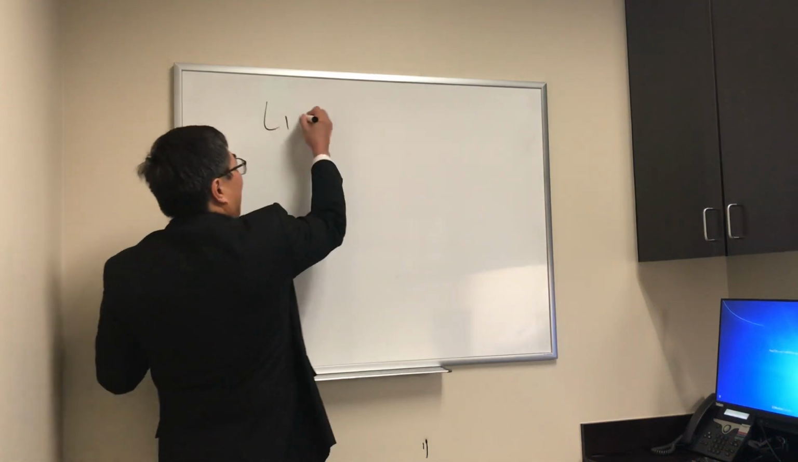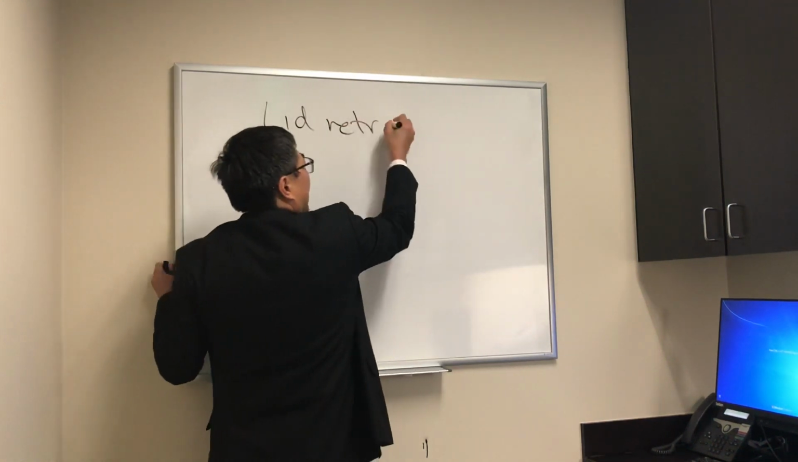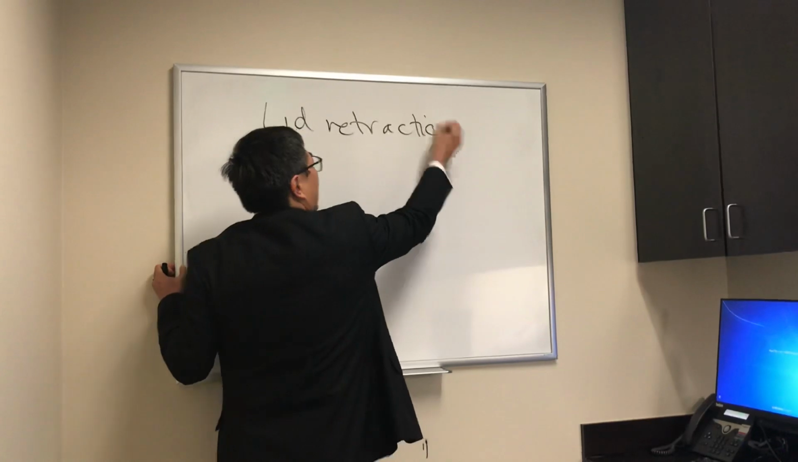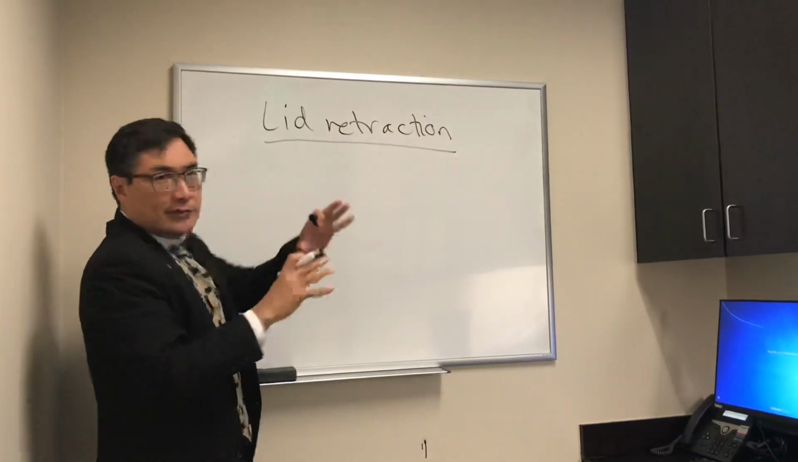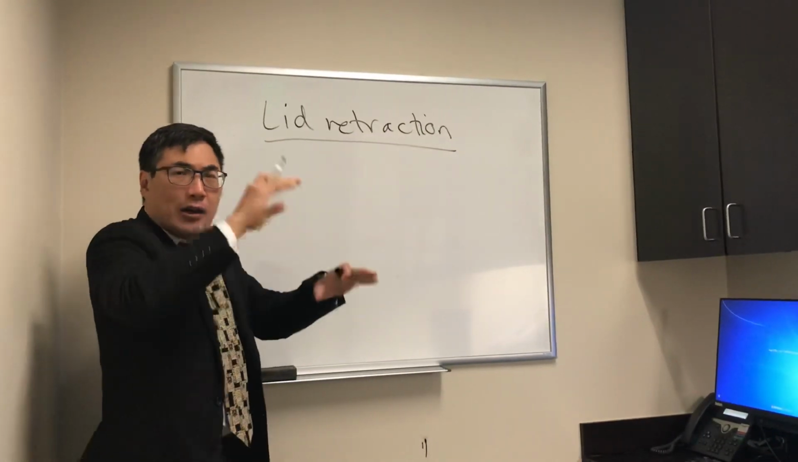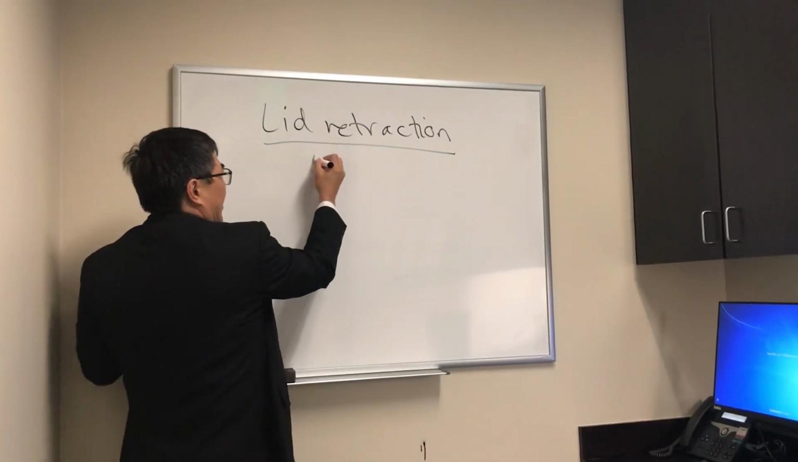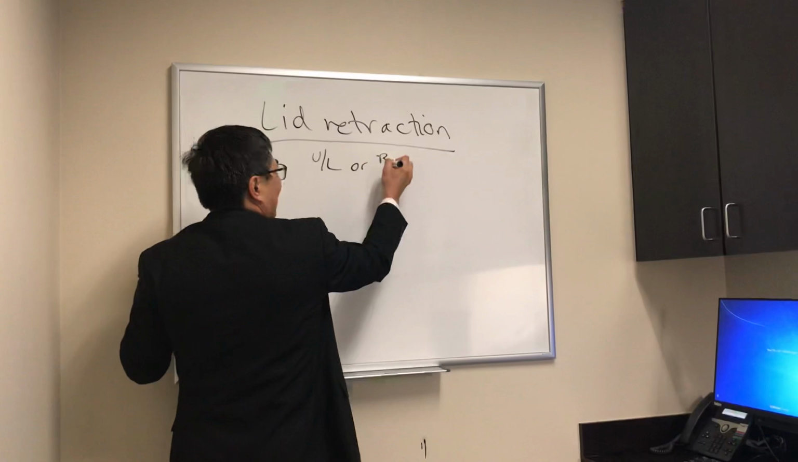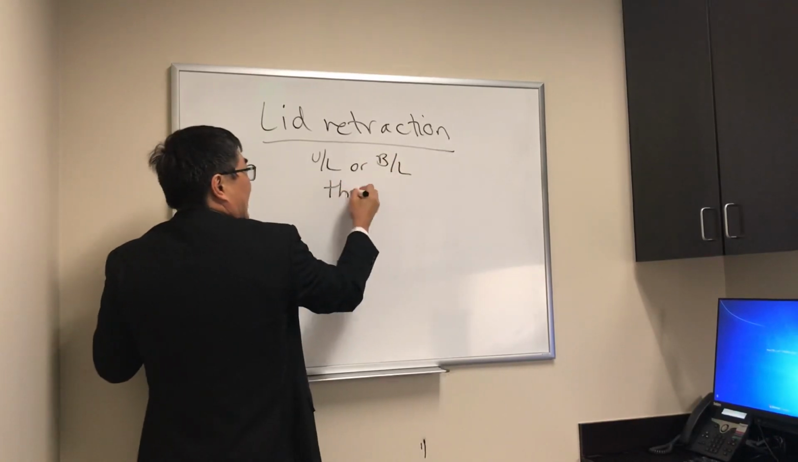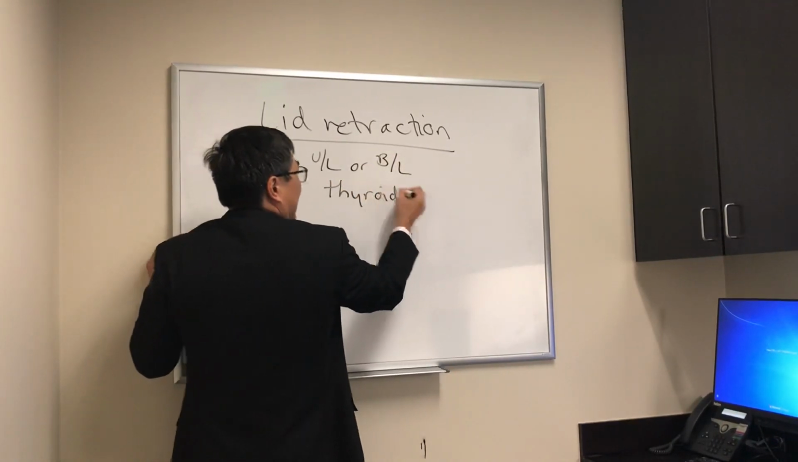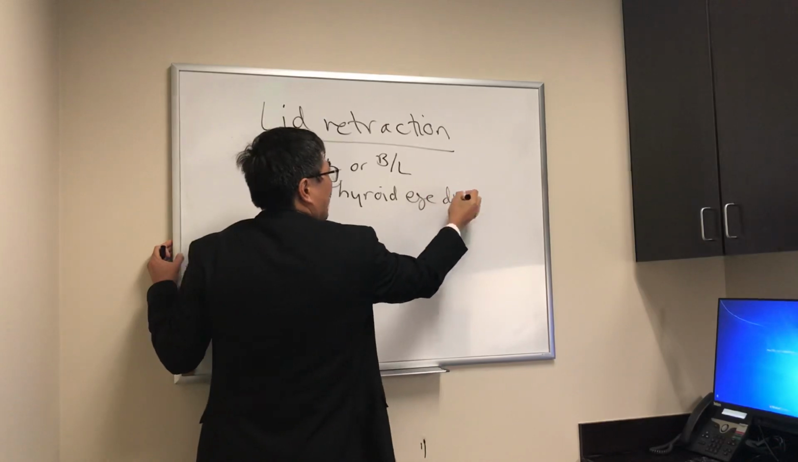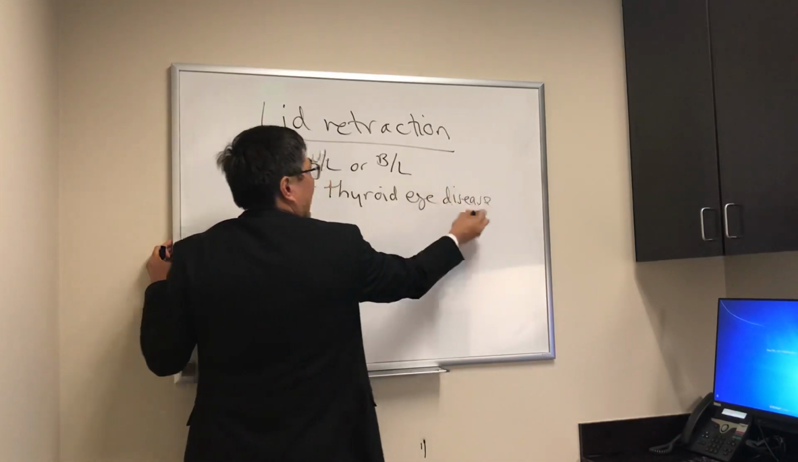So today we're going to be talking about lid retraction in neuro-ophthalmology. Obviously we're not going to be covering the things that cause lid retraction from scarring or from trauma or those mechanical things. The most common cause of lid retraction, either unilateral or bilateral in adults, is thyroid eye disease. And it's not clear exactly what causes the lid retraction in thyroid eye disease.